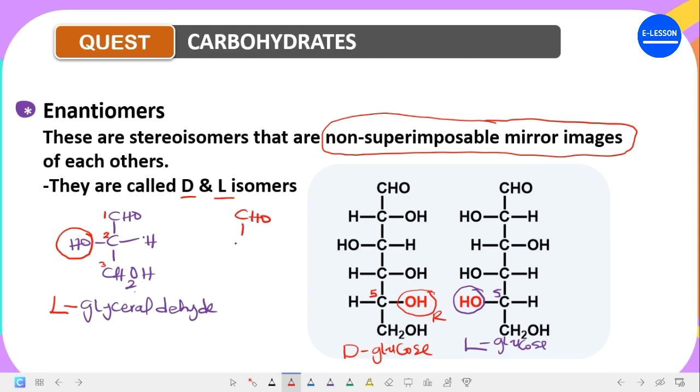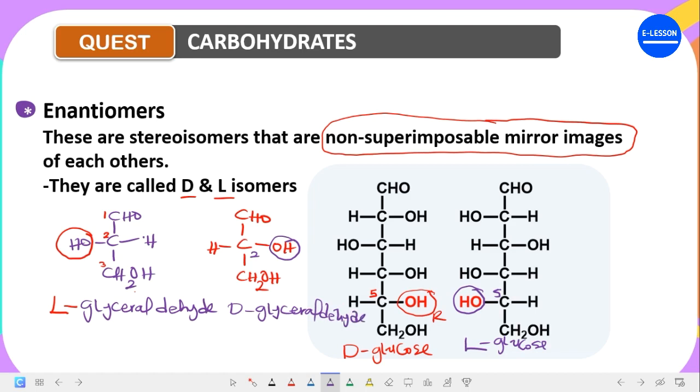Now, how about if you see something like this? CHO, and there you have C. Here is OH, and then here is H, and there you have CH2OH. Now, the second to last carbon is here, and the OH on that carbon, is it at the left or right? It's at the right hand side. So you say this is D-glyceraldehyde. Okay? So that is for enantiomers, glyceraldehyde.